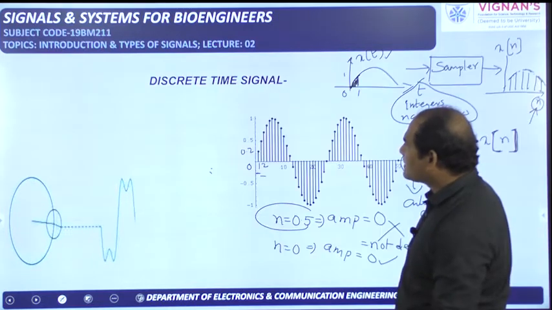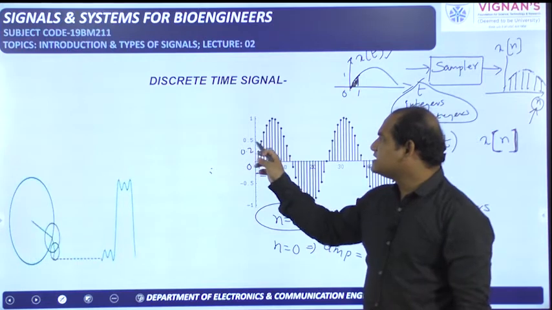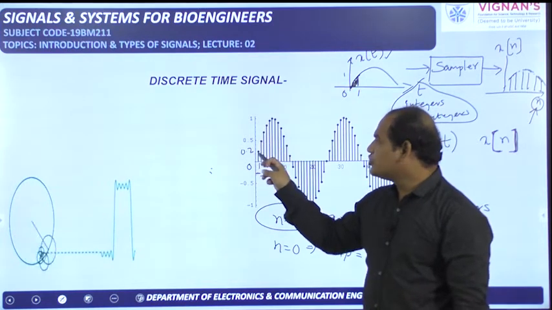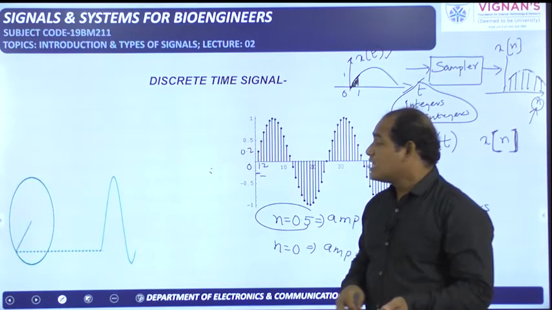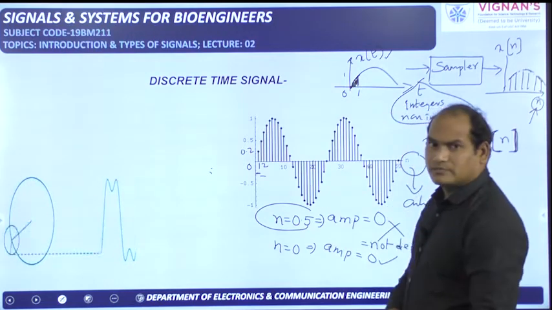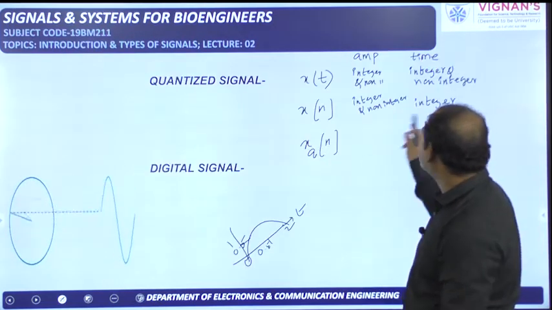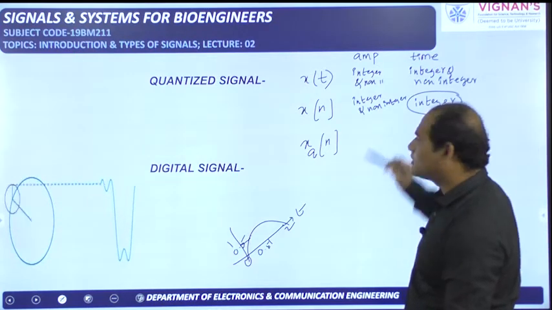If you see the previous one, here I have given amplitude 0.5, here 0.2. That means the amplitude can be non-integer. But time should be integer only. Okay, the time should be integer only. So this is the thing you have to remember.